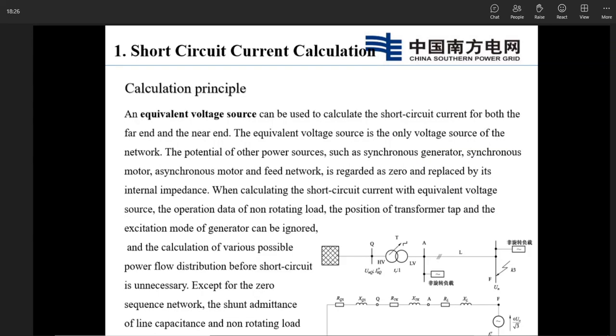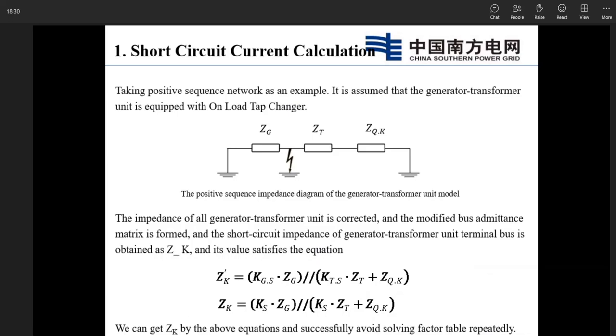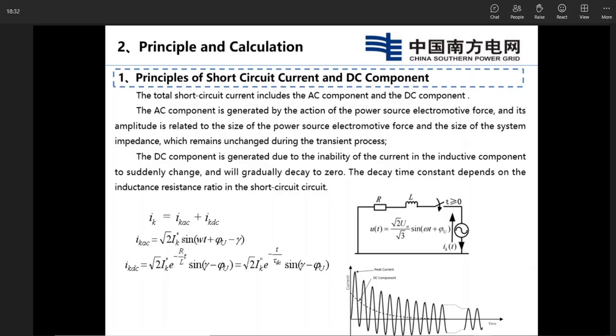This is a calculation principle. And this part is principle and calculation. It is how it does the calculation, the principle of the short circuit current and DC component.